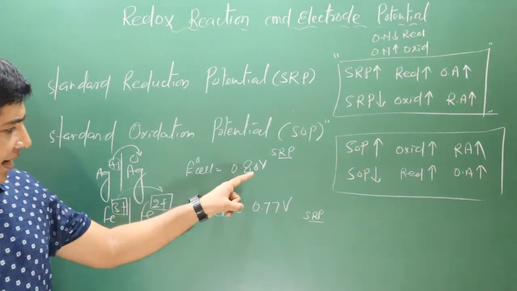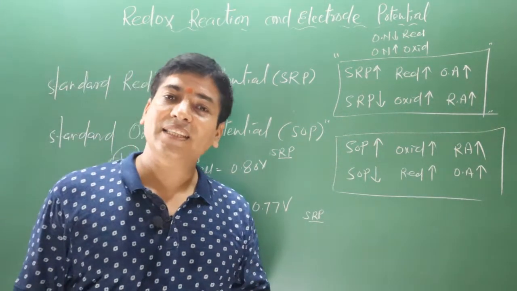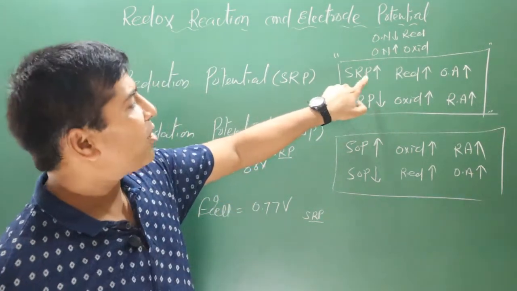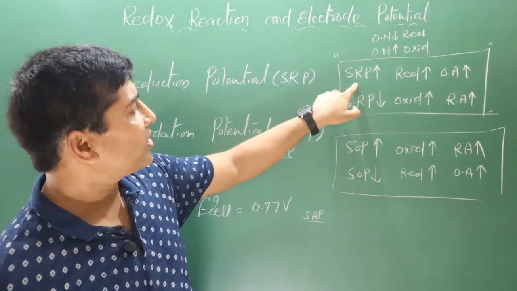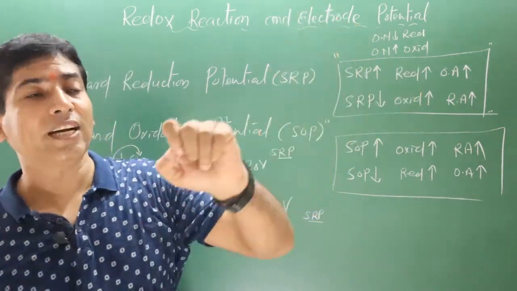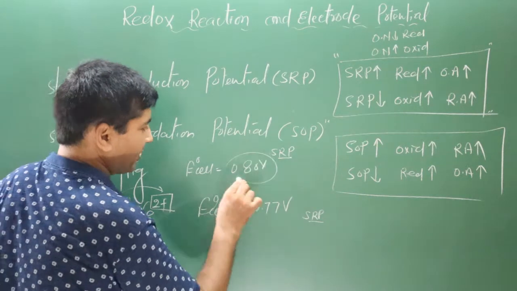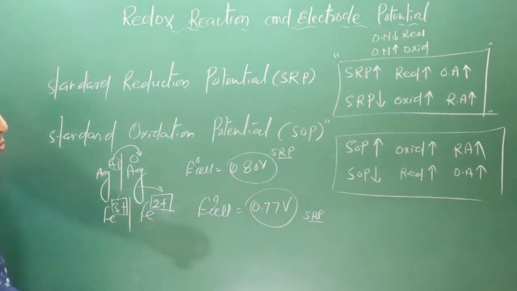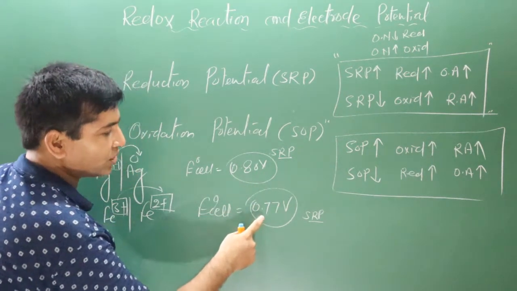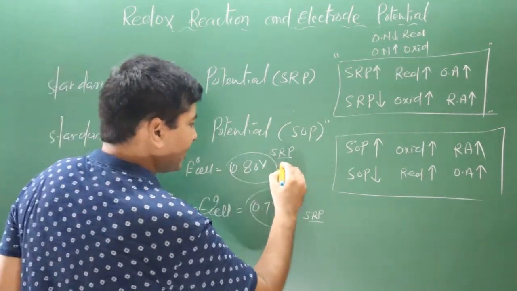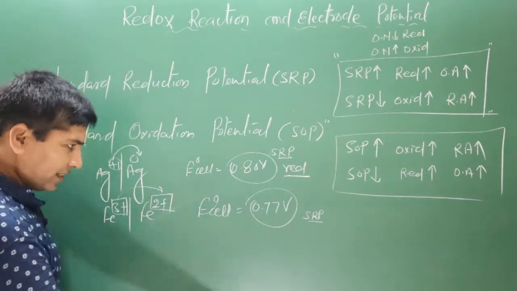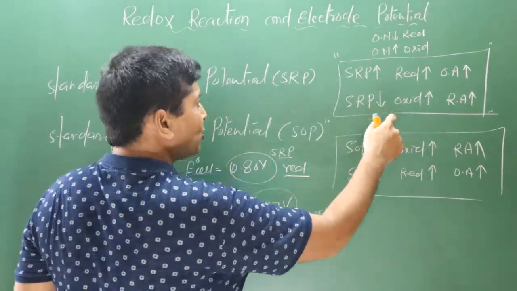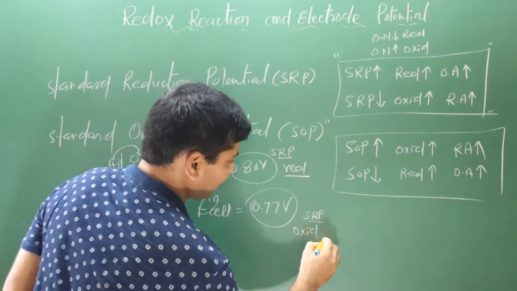Now by looking at these values we have to identify oxidation as well as reduction reaction. Pay attention very carefully. Elements having larger value of SRP will have greater tendency to show reduction reaction. You can compare these values: 0.80 is larger than 0.77. That's why this reaction is the reduction reaction, and this is the lower value. Elements having lower value of SRP will have greater tendency to show oxidation reaction, so it is the oxidation reaction.